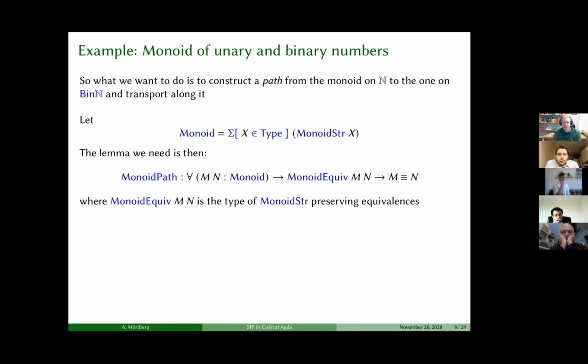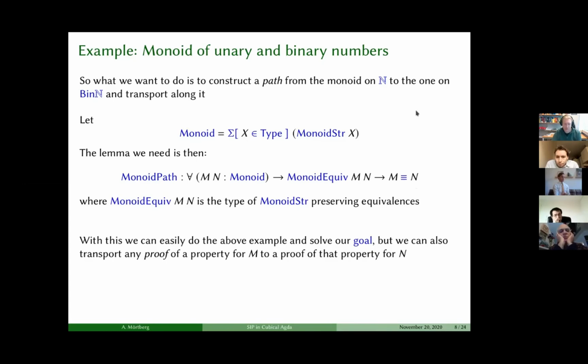So then the lemma we need, what I did on the previous slide, is the following. For any two monoids M and N that are equivalent as monoids, we get a path. This looks a lot like the UA univalence thing I showed before, but here it's monoid equivalence instead of equivalence of types. Right. So if we had this, we could solve the goal on the previous slide.